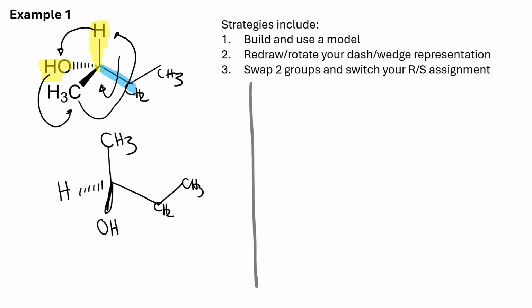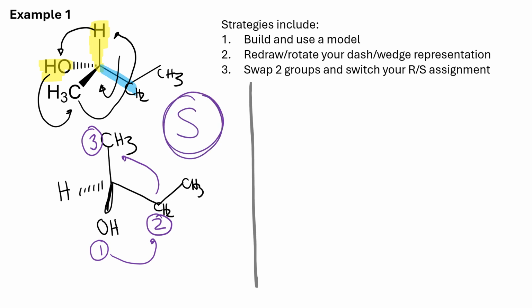Now we're perfectly set up because our lowest priority group is going away. So we can assign priority and do R and S from here. OH is my second priority group. This is my third priority group. We're going from 1 to 2, 2 to 3. Look at my cursor, 1 to 2 to 3. I am moving my cursor in a counterclockwise direction. You see that? We're going counterclockwise. So this configuration is S.